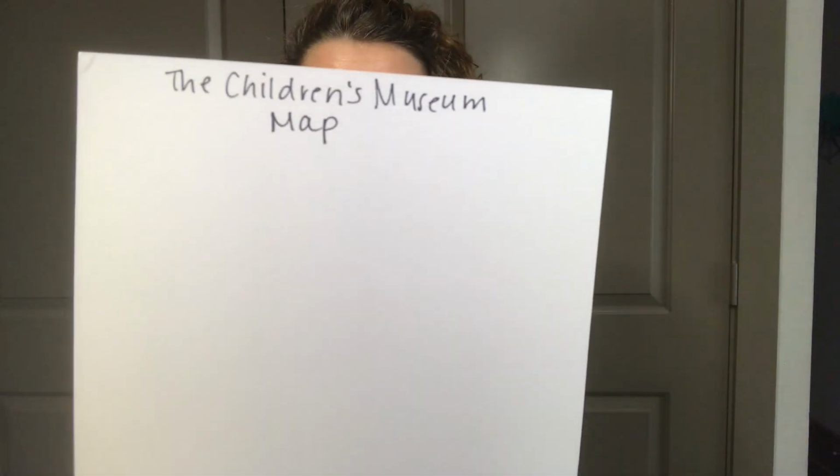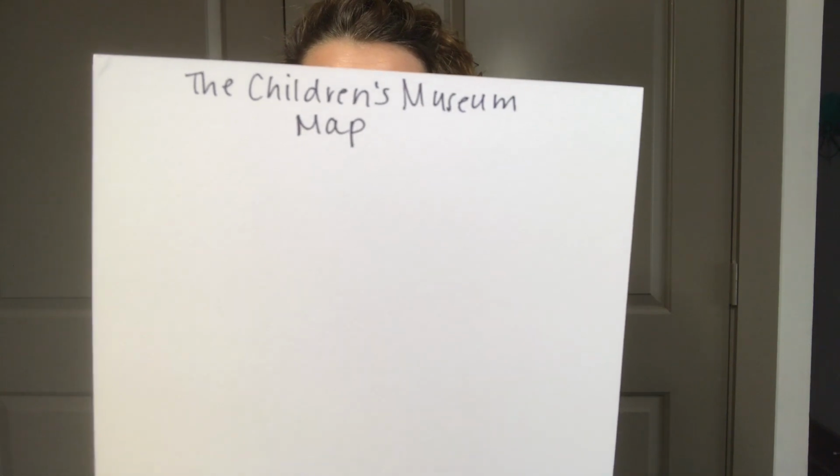All right, step two. Now that we know the area we are going to be mapping, we need to add a title to our map so others, when they look at our map, know what our map is a map of. Since I'm doing the Children's Museum, I'm going to title my map the Children's Museum Map. Go ahead and title your maps now.